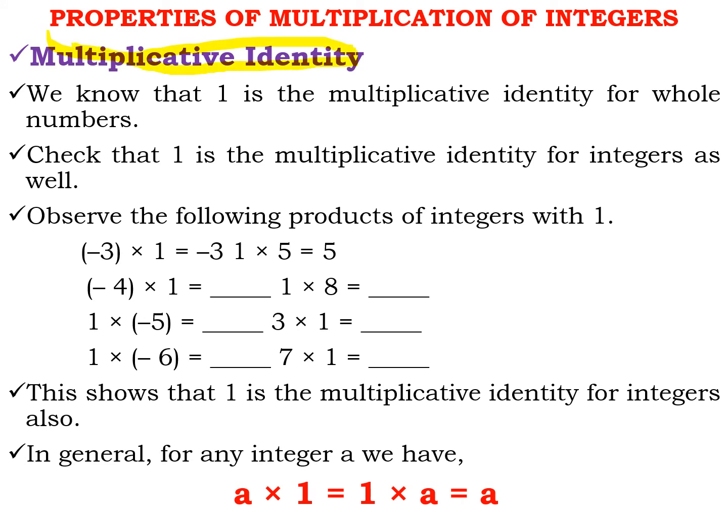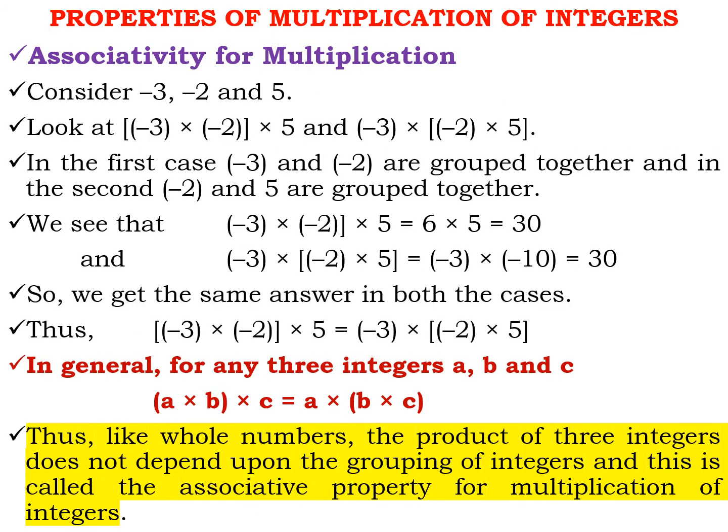Multiplicative identity states that when an integer is multiplied by 1, the answer is always the integer only. In general, for any integer a, we have a × 1 = 1 × a, that is always equal to a.